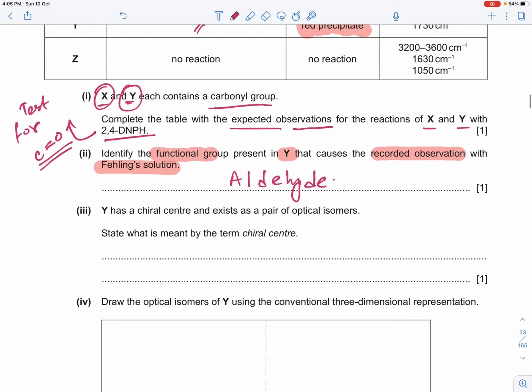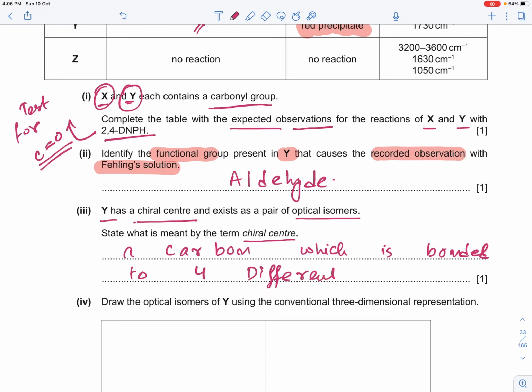Now Y has a chiral center and exists as a pair of optical isomers. State what is meant by the term chiral center. So what is a chiral center? It is a carbon bonded to 4 different groups or 4 different atoms. So a chiral center is a carbon which is bonded to 4 different groups.